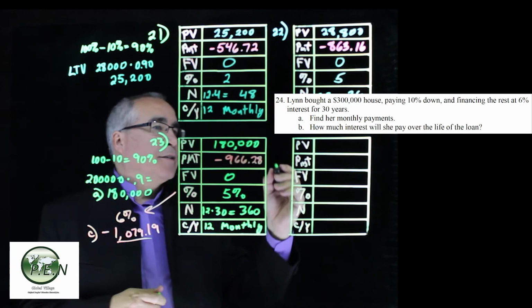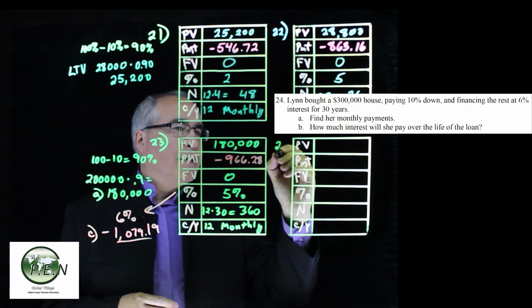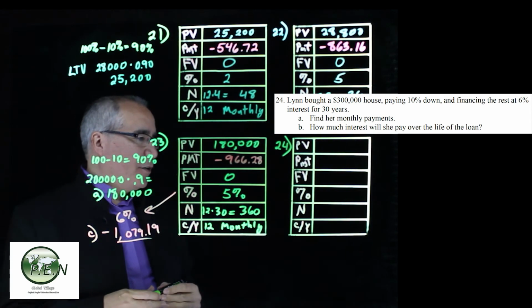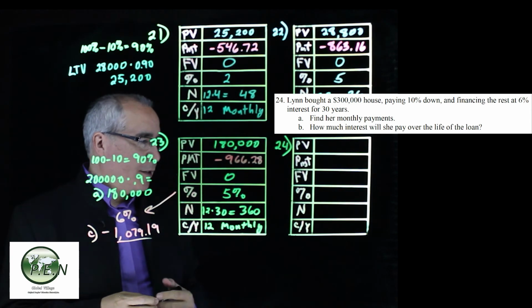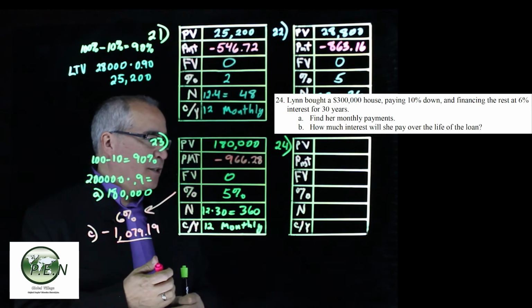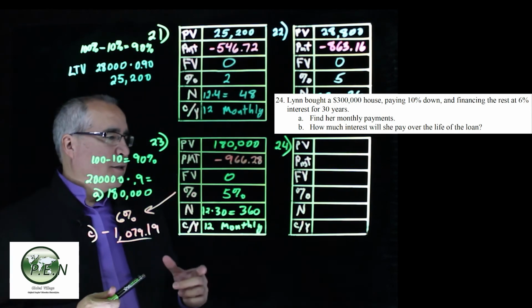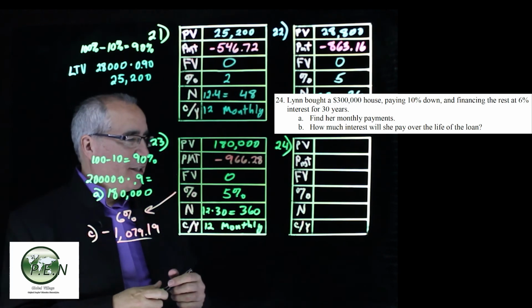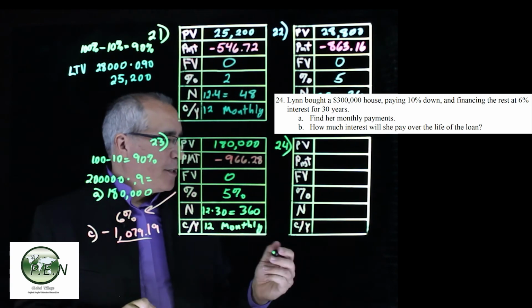Okay, one more to take a look at. Let's go with 24 here. Len bought a $300,000 house with a 10% down and financing the rest at 6% interest for 30 years. Okay, find her monthly payments. Now she should know them, right? She took out the loan. But anyway, that's for us to do.